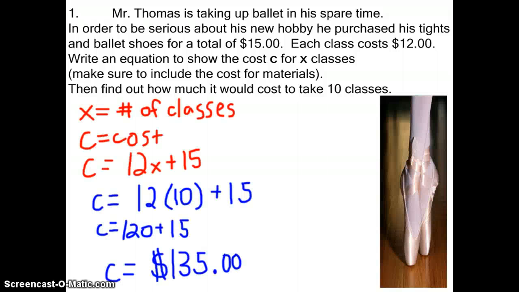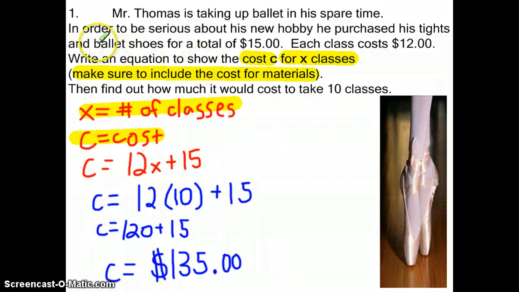Okay, so once again we need to see what the question's asking for and then state what our variables are. So what we need to first do is write an equation for this, and it says our cost is going to be C, which you see we also have down here, and that's going to be for X classes. I made X the number of classes he's going to take, and it says make sure to include, that's important, make sure to include the cost for materials.